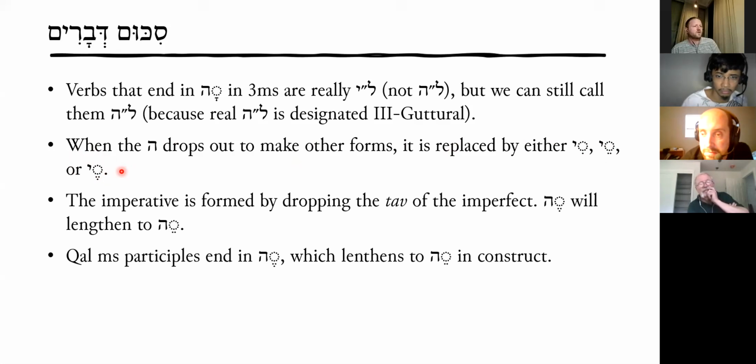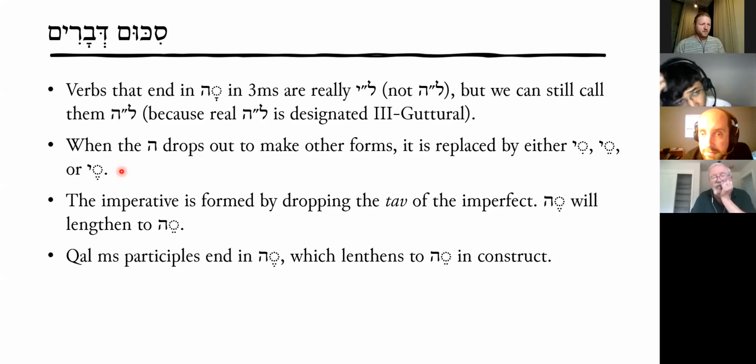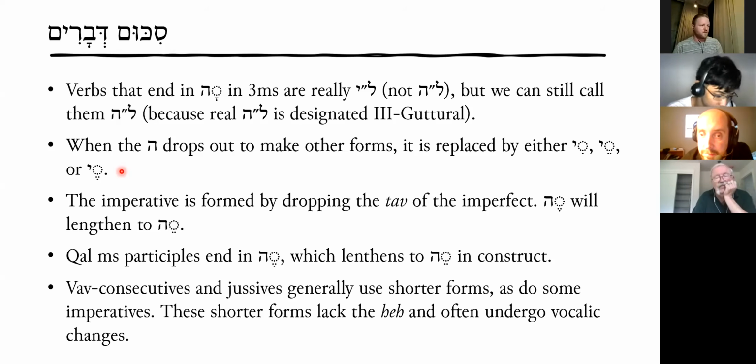Masculine singular participles end in e, which lengthens to a in construct. So more is teacher, and more with tsere is like the teacher of the class. More hakita, the teacher of the class. Feminine will also change just like normal feminine nouns. So mora is teacher, it's a participle, and it becomes morat, morat hakita, the teacher of the class.